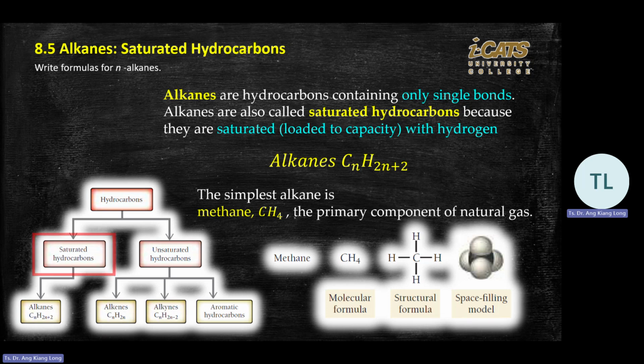So the simplest alkane is what? N is not zero. N equals 0 means no carbon, and no carbon is not a hydrocarbon. You must have C and H. So the minimum number for n is 1. So 2 times 1 plus 2 is 4, so the simplest one is called methane. Methane, CH4. You should be able to draw the structure with single bonding.